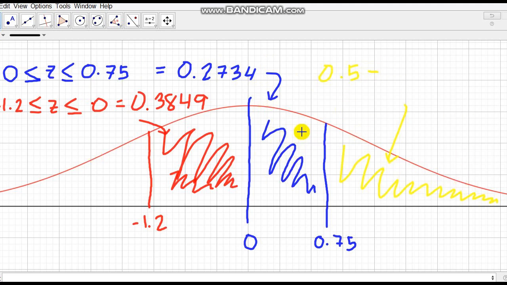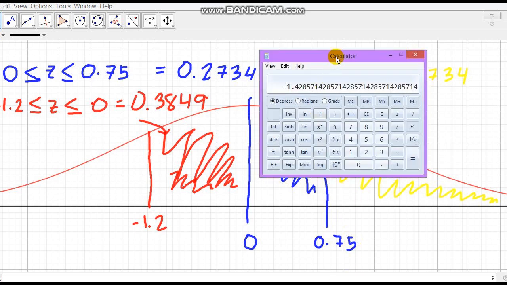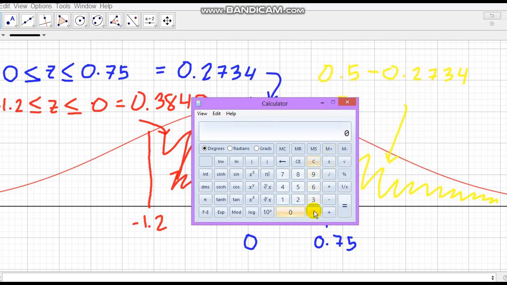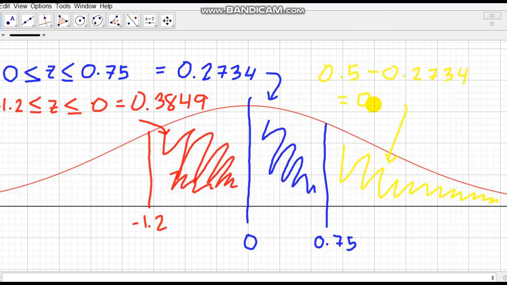Then subtract this blue area here, that's 0.2734. So 0.5 minus 0.2734 is equal to 0.2266. So in order for us to get the area above 0.75, we just have to make a subtraction. So this area here is 0.2266.